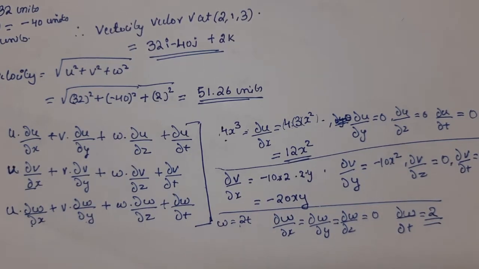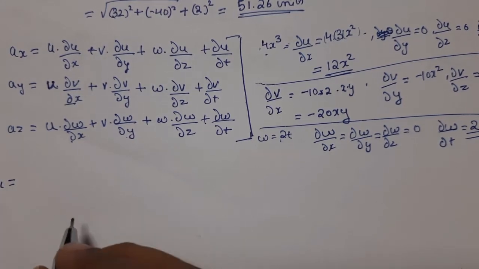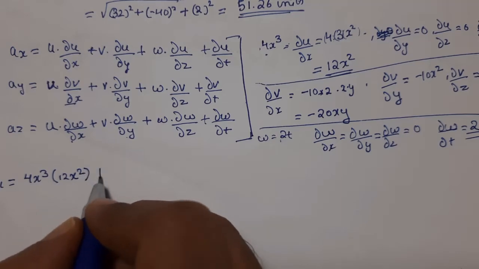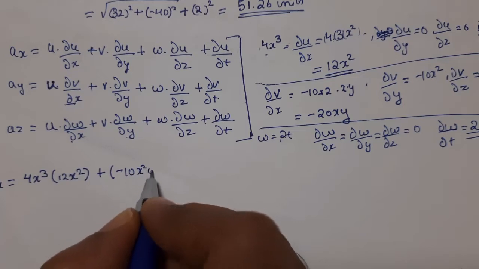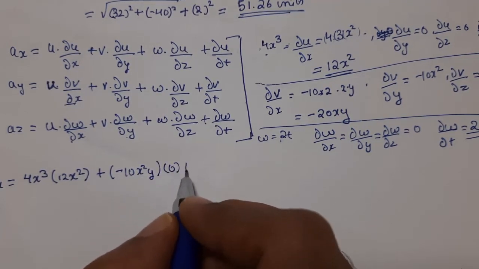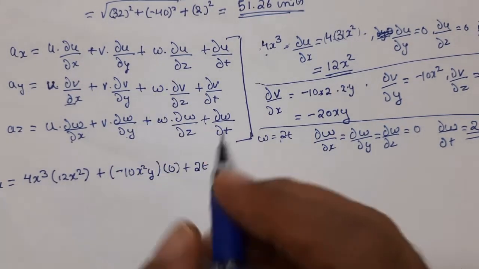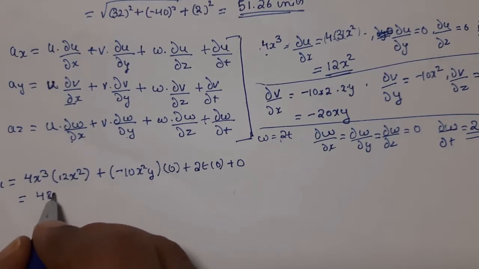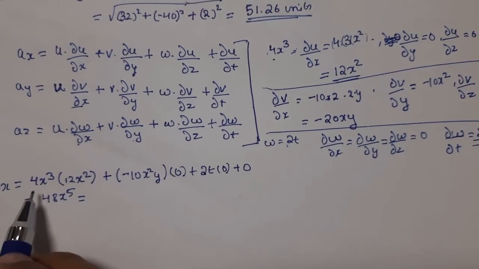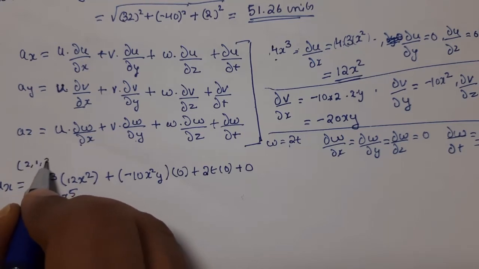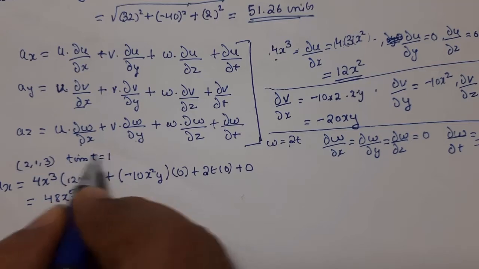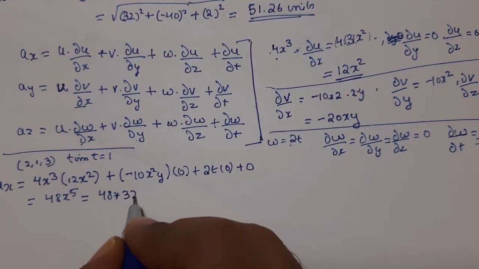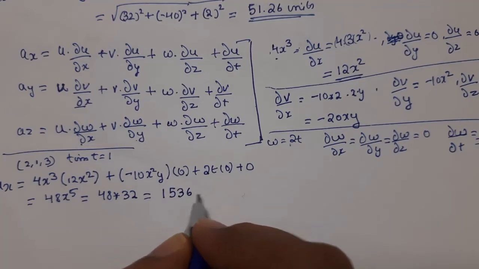Substitute all these values. So here we get ax = 4x³ into 12x² plus (−10x²y) into 0 plus 2t into 0 plus 0. So what we get totally is 48x⁵. We are finding the acceleration at (2, 1, 3) for time t = 1. So put the value of 2 here, and you get 48 into 32. So totally the acceleration we get is 1536 units.